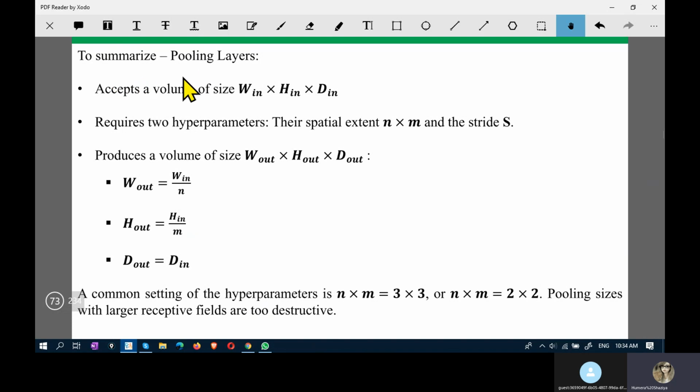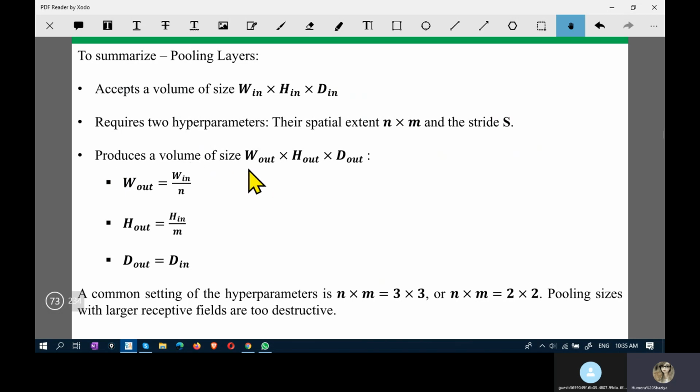The summary of the pooling layer is, it accepts a volume. When do you call it a volume? You have three dimensions, so you call that a volume. So an image has a volume of width, height and depth. And the pooling layer requires two hyperparameters. That is, their spatial extent. Spatial extent is nothing but the size of that window or block. We considered in the previous example 2x2, and stride, that is a step size. If it is 1, it moves only 1 step ahead. If it's 2, it moves 2 steps ahead, and so on.